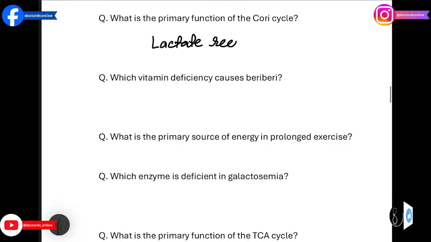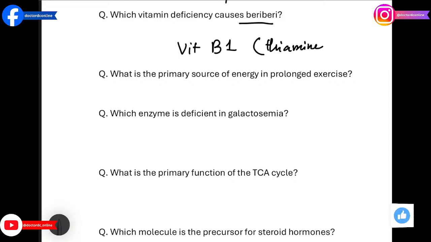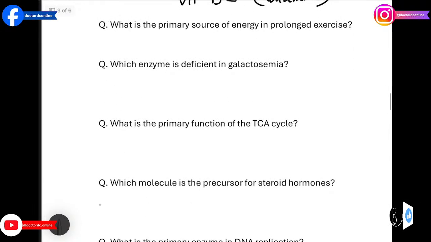The next question is, which vitamin deficiency causes beriberi? And the answer is vitamin B1, that is thiamine. It is a cofactor for pyruvate dehydrogenase, and deficiency causes neurological issues. The next question is, what is the primary source of energy in prolonged exercise? And the answer is fatty acids. Beta oxidation provides sustained energy after glycogen depletion.